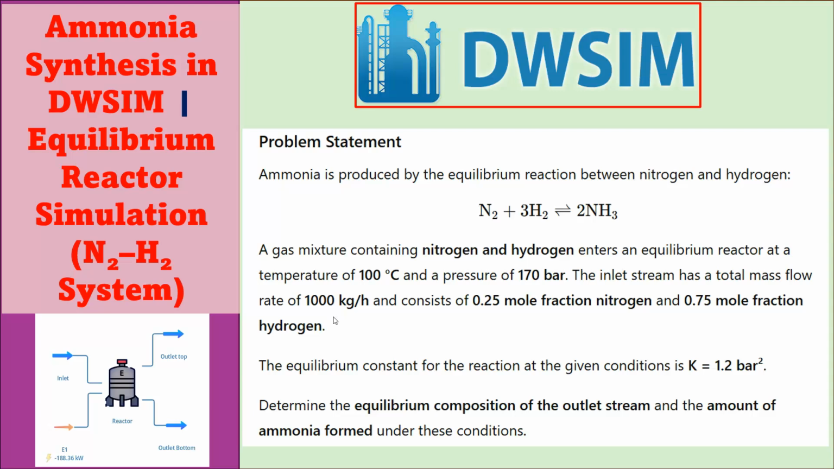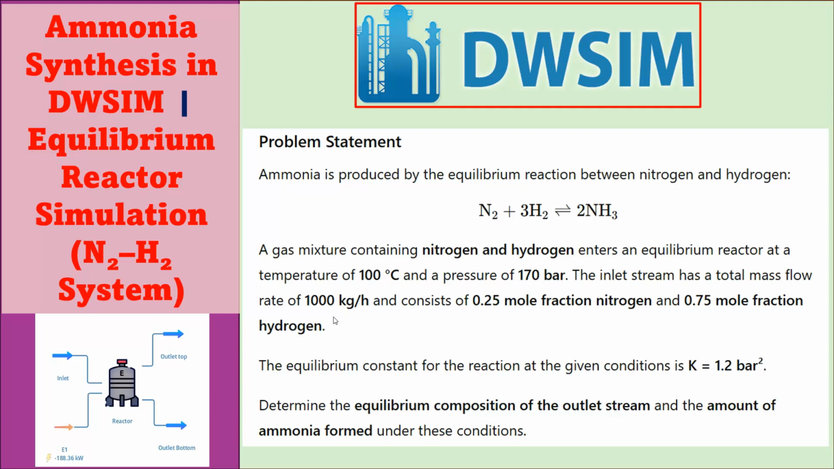In this video, we will simulate the production of ammonia using hydrogen and nitrogen in an equilibrium reactor using DWSIM. The reaction considered is the ammonia synthesis reaction, nitrogen plus hydrogen forming ammonia, represented as N2 plus 3H2 in equilibrium with 2NH3. The reactor operates at a temperature of 100 degrees Celsius and a pressure of 170 bar.